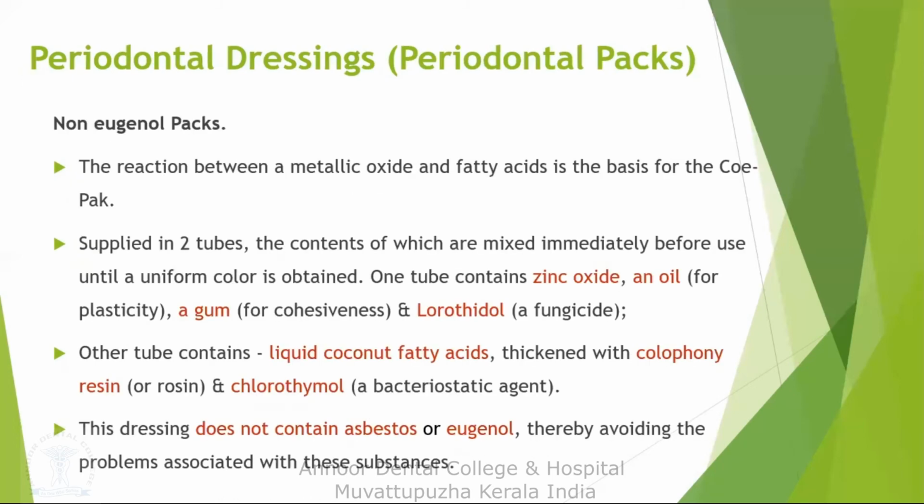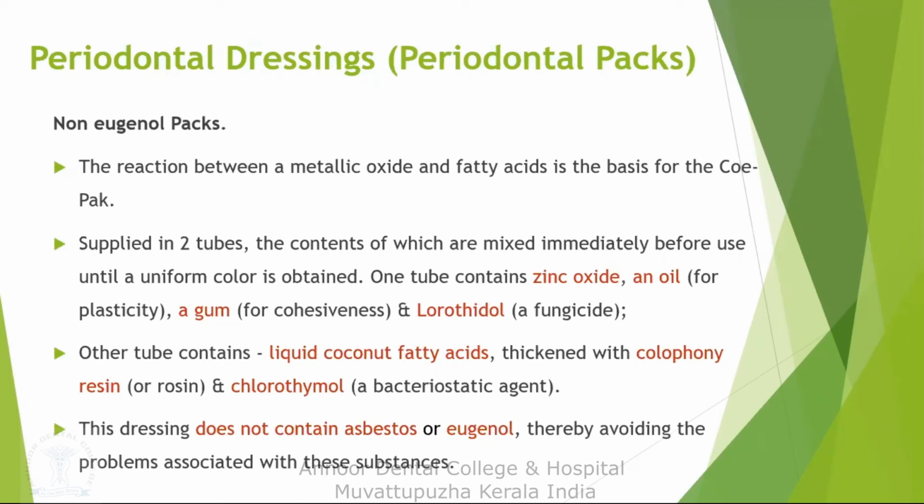Now we come to the non-eugenol pack. So we are using non-eugenol pack in our daily practice. The reaction between a metallic oxide and fatty acid is the basis for Coe-Pak. The zinc oxide eugenol pack is called Wonder Pack, and this is called a Coe-Pak. This is also supplied in two tubes, the contents of which are mixed immediately before use until a uniform color is obtained. One tube contains zinc oxide, an oil for plasticity, a gum for cohesiveness, and lorothidol, which is a fungicide.